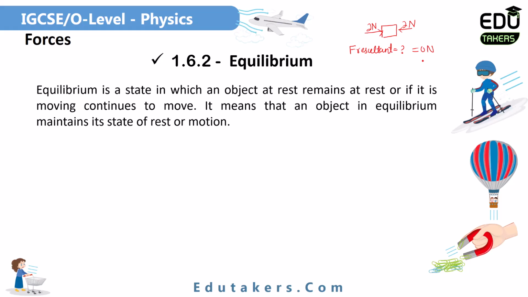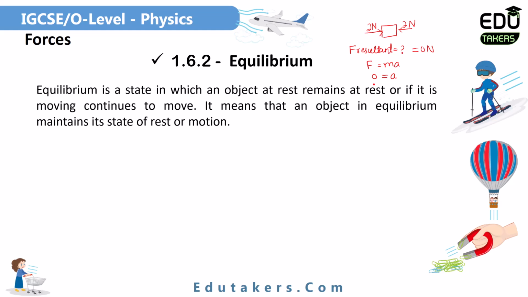So in this case, equilibrium is a state in which the object remains at rest, meaning that the object does not move. Here the resultant force is equal to 0. According to Newton's second law, F is equal to ma. When the force is equal to 0, of course the acceleration would be 0. It means that if the object is at rest, it remains at rest, or if the body is moving, then it will continue to move. So this state is basically called the equilibrium.